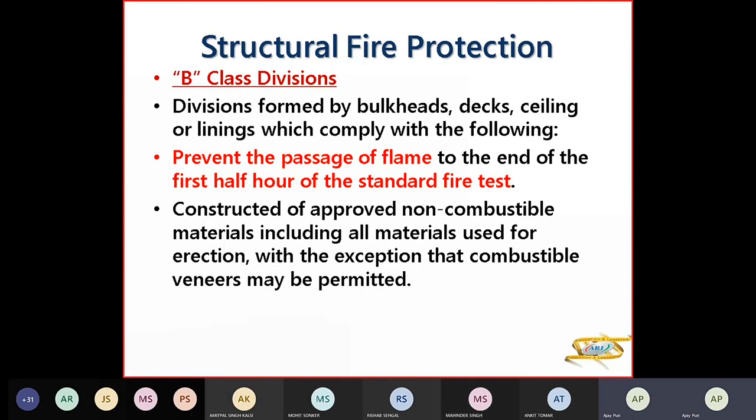That means when the fire starts, the smoke will start passing through below the bulkhead. But the flame is not going to pass for 1 hour, half an hour of standard fire test. So it is going to control the passage of flame for 30 minutes. B class: constructed of approved non-combustible material, including all materials which are used for erection, except for combustible veneers.